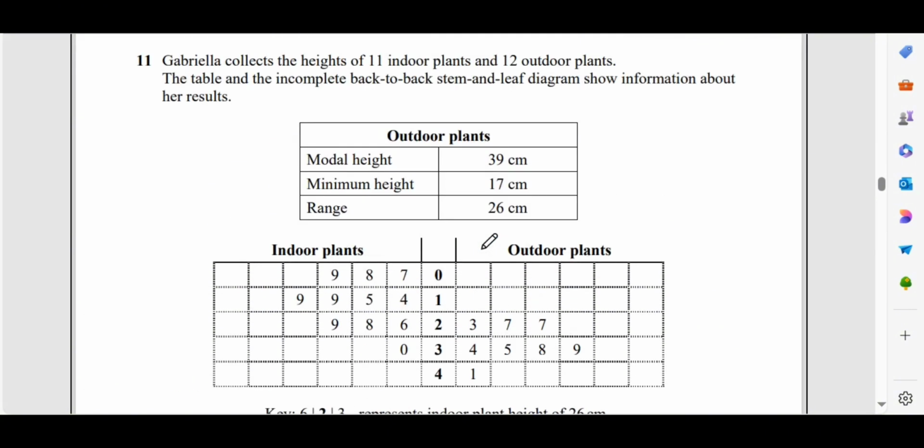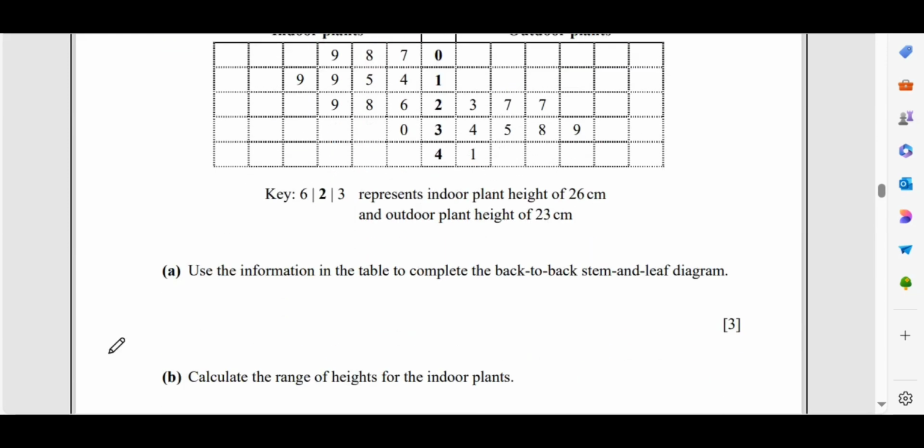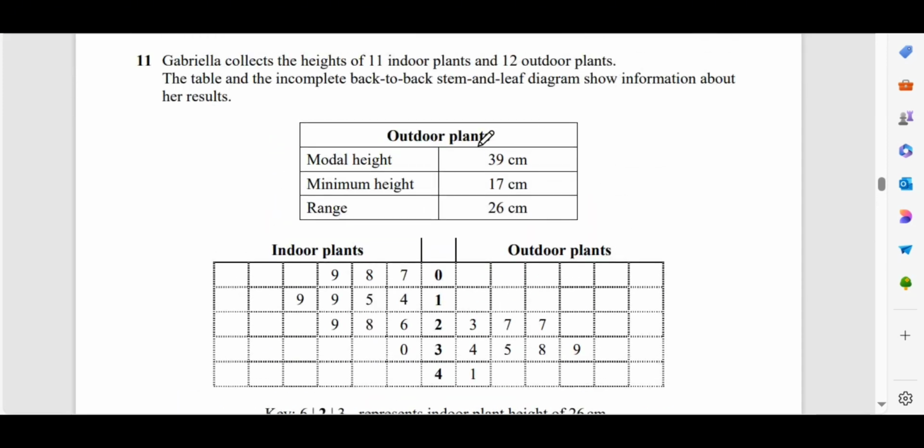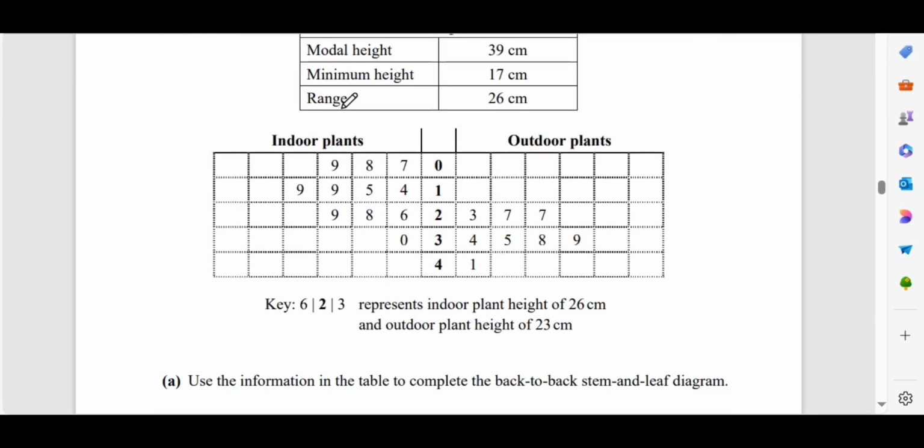They say that it is incomplete, okay, so some things are still missing. They say use the information in the table to complete the back-to-back stem and leaf diagram. Okay, so if you look at the information given to us, it is about the outdoor plants. So it simply means that we don't have any problem. And even the question asked is on the outdoor, so we don't have any problem with the indoor plants. So let's come to the outdoor. So using the range first, that's what we'll do first.